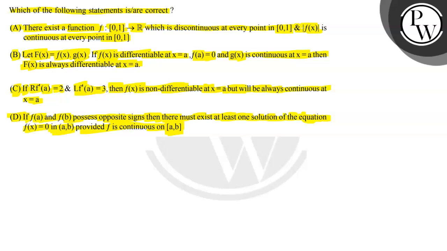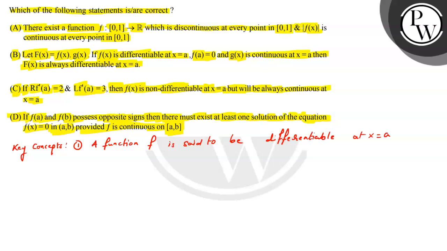Before starting the solution, let's note down the key concepts for this problem. The first one is the definition of differentiability. A function f is said to be differentiable at a point, say x equals a, only if the limit as x tends to a of (f(x) minus f(a)) divided by (x minus a) exists, and the derivative at a is equal to the value of the limit.